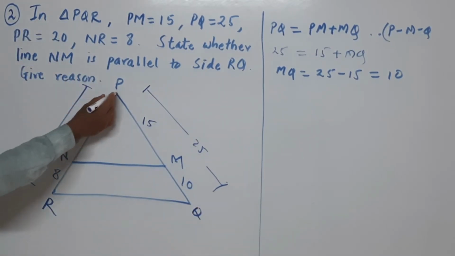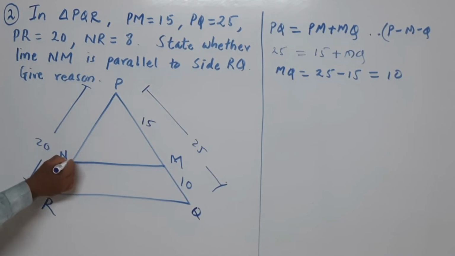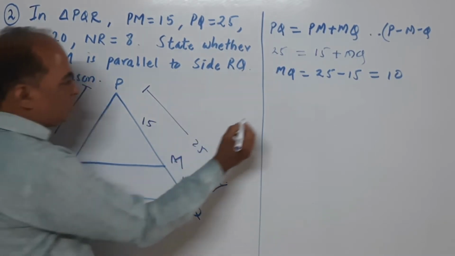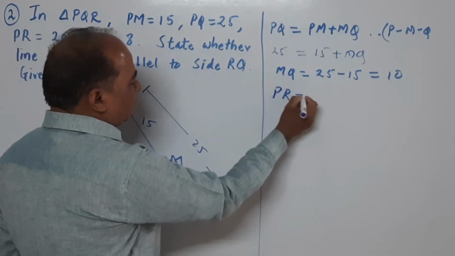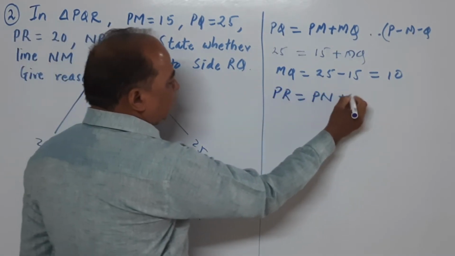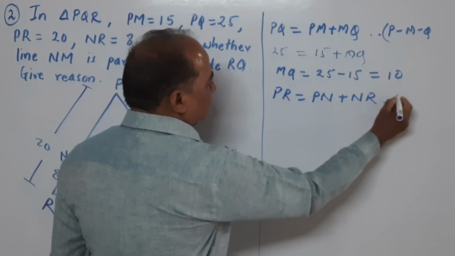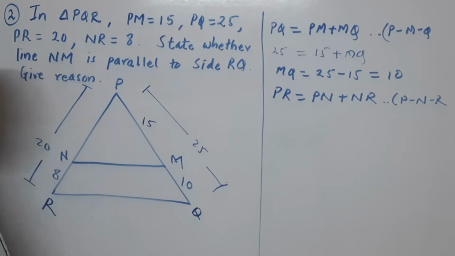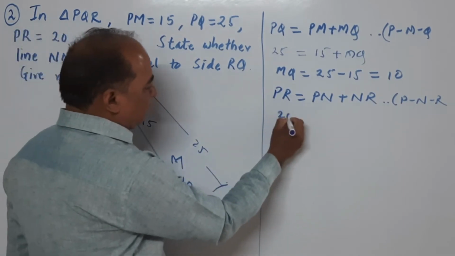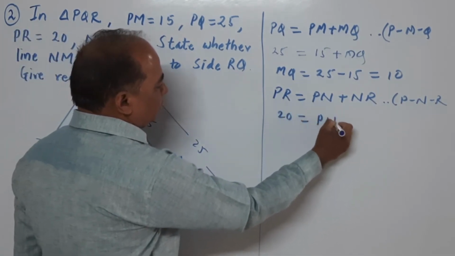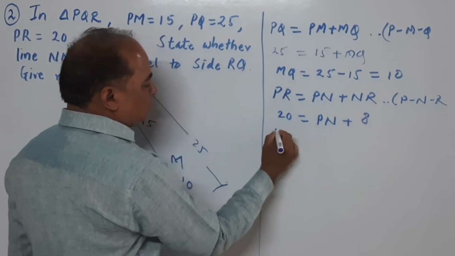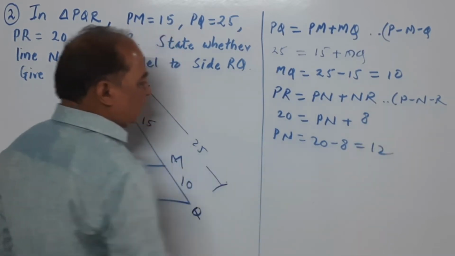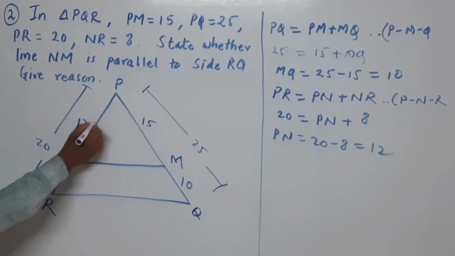Now, PR is given, we have to find PN, and NR is 8. So again, by betweenness, PR is equal to PN plus NR. PR is 20, so 20 is equal to PN plus NR, which is 8. So PN is equal to 20 minus 8, which is equal to 12. So PN is equal to 12.